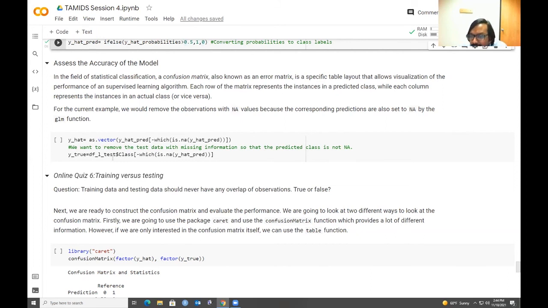So let us try to understand why the correct answer is that training data and testing data should never have any overlap of observations. That's because even if there is a few overlap, in that case, a model that overfit the data, that treated the noise as patterns, is going to get an undue advantage for those observations. And we might end up choosing a model that is actually a bad model. So we should never have any overlap of observations between the training data and the testing data.